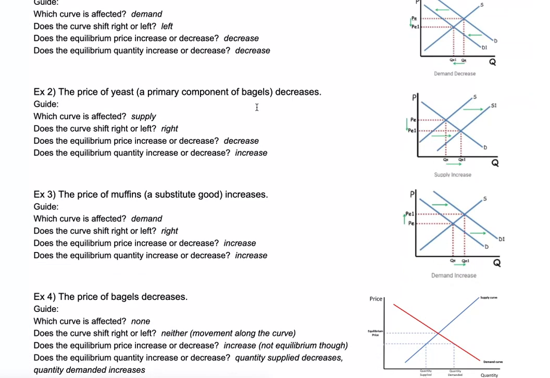What about the price of yeast? Well, that's an input. It says here it's a primary component to make bagels. If that's an input, that means your input costs are falling. When your input costs are falling, supply increases. When supply increases, quantity increases, price falls.